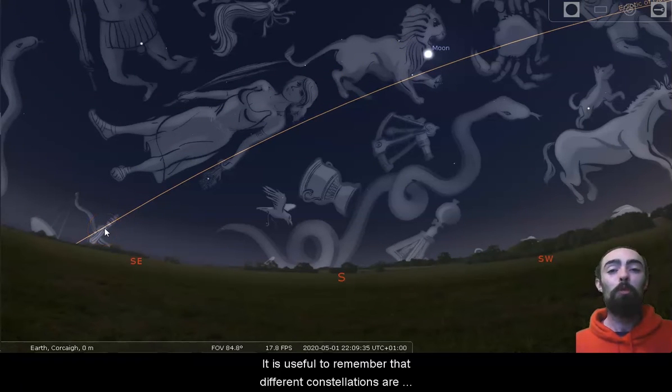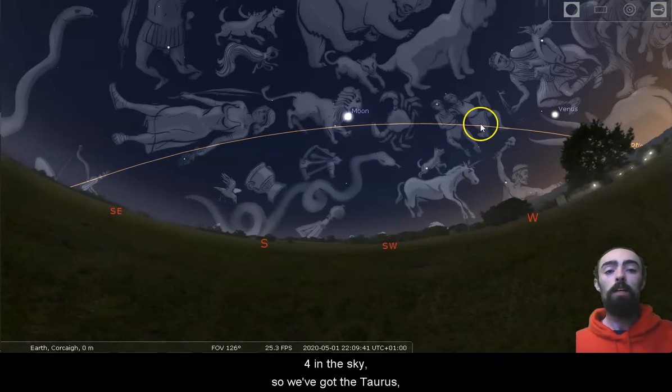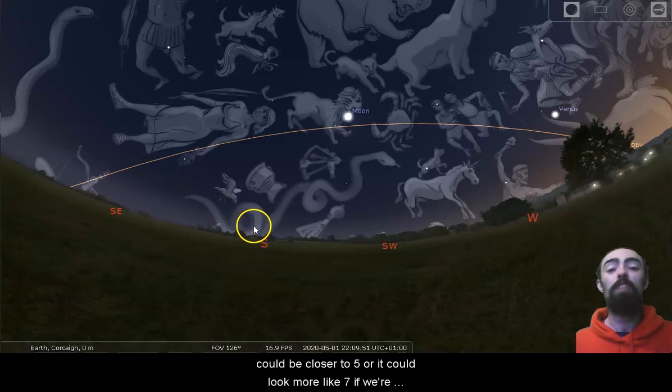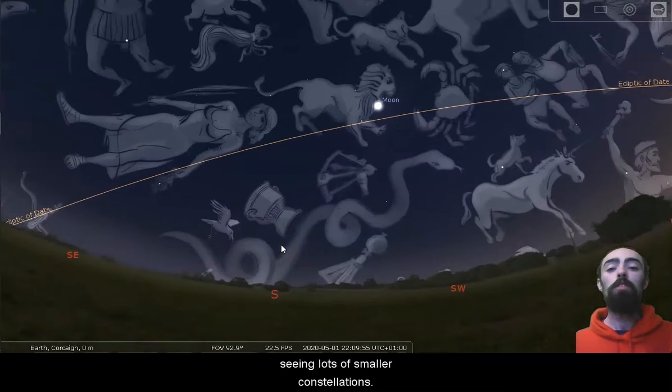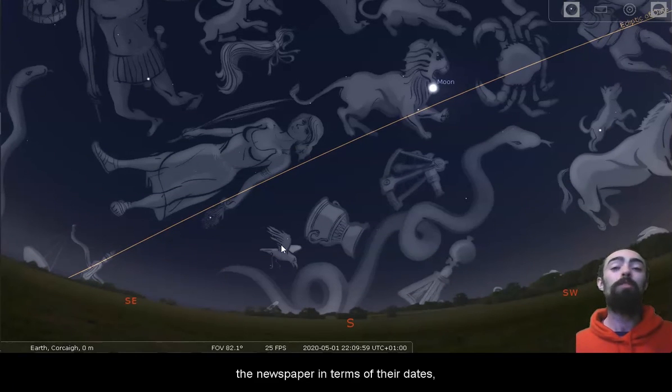It is useful to remember that different constellations are different sizes. So sometimes we'll see about 4 in the sky. So we've got Taurus, Gemini, Cancer, Leo, and Virgo, and just about Libra. We've just about got 6. Whereas at other times of the year, it could be closer to 5, or it could look more like 7 if we're seeing lots of smaller constellations. So these pictures in the sky don't line up perfectly with the newspaper in terms of their dates, but they do in terms of their order.